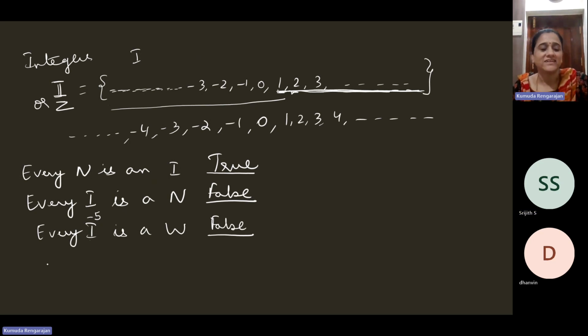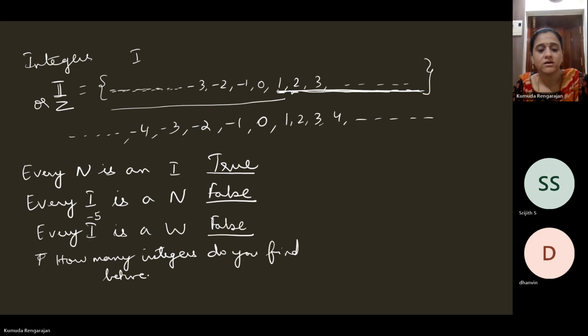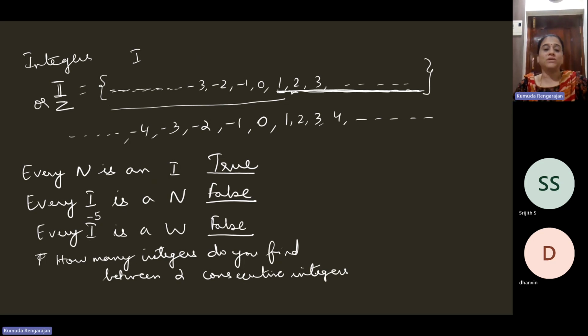Now, how many integers do you find between two consecutive integers? Between two consecutive integers, how many integers do you find? So there is no integer between two consecutive integers.